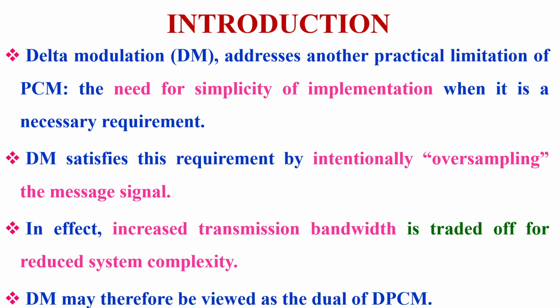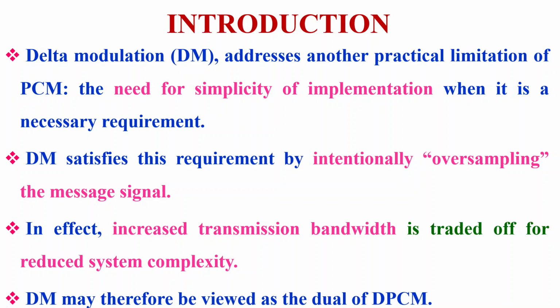So before going to watch this video, you must know what is PCM and differential pulse code modulation. In PCM we have some practical limitations, so those limitations will be overcome here in delta modulation. So here the trade-off is reduced system complexity but increased transmission bandwidth. Here we will overcome the drawbacks of PCM or differential pulse code modulation by intentionally oversampling the message signal. Here oversampling is going to take place. We will do it intentionally.